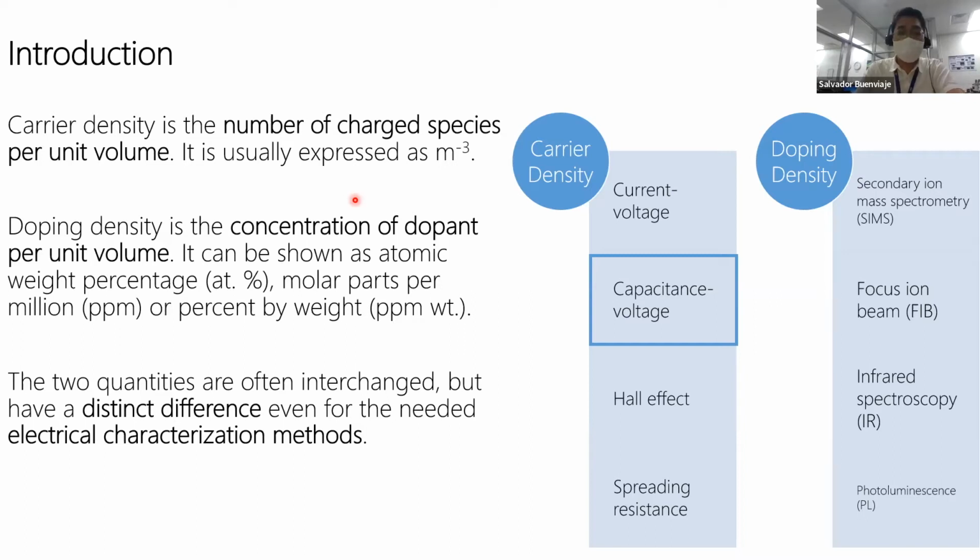They have a distinct difference, and this difference can be determined by electrical characterization methods. So here, this is for carrier density. The common electrical methods for determining carrier density are current voltage, capacitance voltage, Hall effect, and spreading resistance. For doping density, we have SIMS, FIB, IR, and photoluminescence. The focus of this presentation is capacitance voltage.